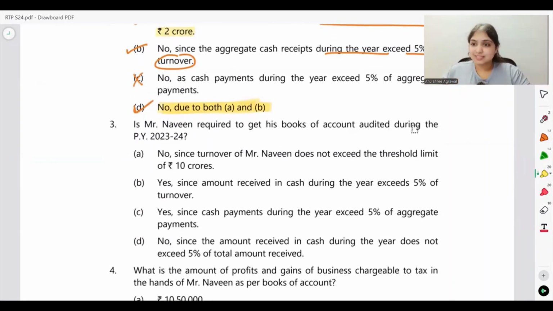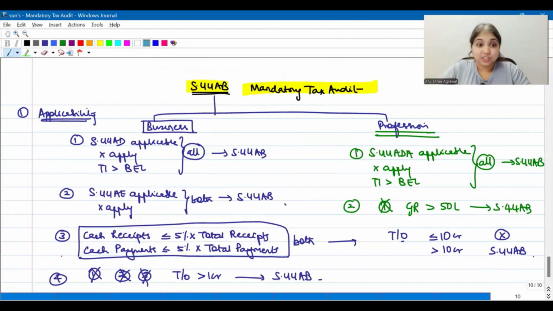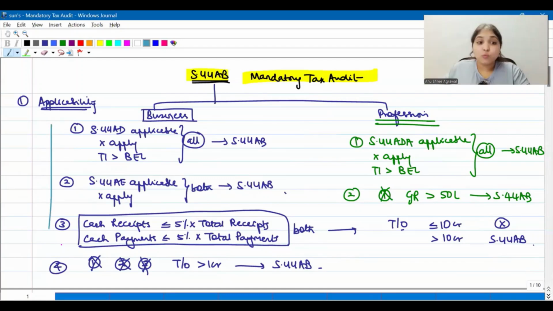Now come to the third question. Third question is asking us, is Mr. Naveen required to get his books of accounts audited? So they're asking us about tax audit, section 44AB, guys. 44AB, what did I tell you? Don't jump to any situation. Go step by step. We'll go one by one in the same sequence. Point number 1.